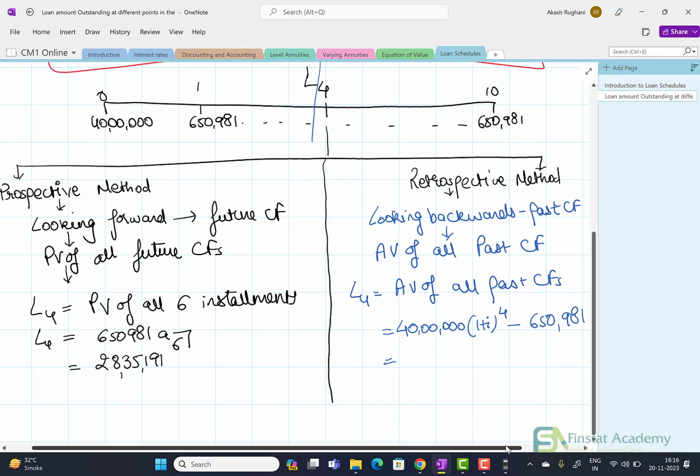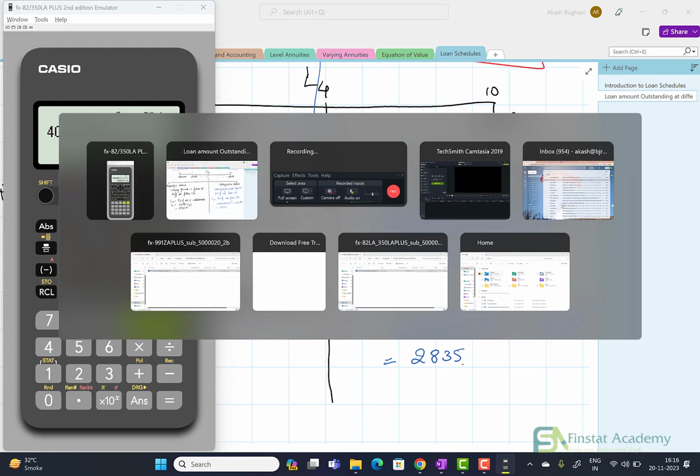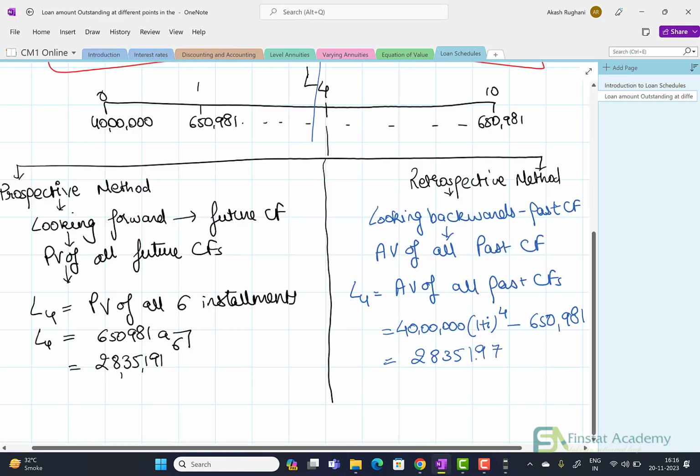Yeah, again I got the same thing, which is 28,35,000. Yeah, you will say, sir, there is a little difference. It's purely because of rounding. I have not taken the full installment value here, it was 981 point something, so there will be some element of rounding. So the answer under both the methods is the same.